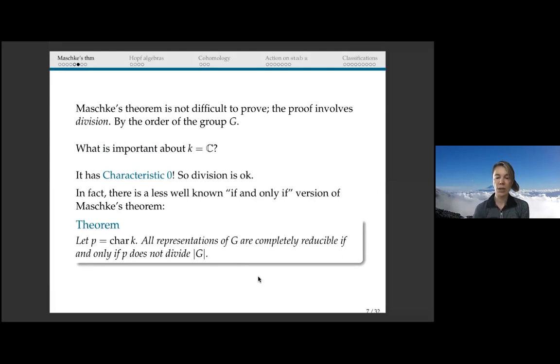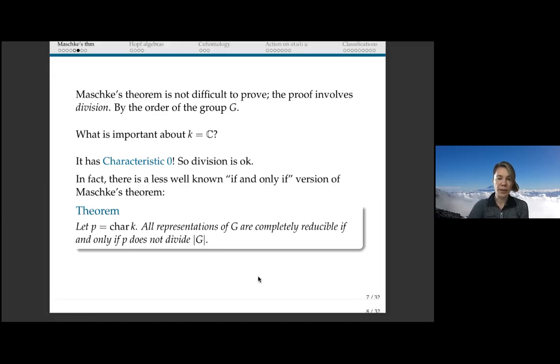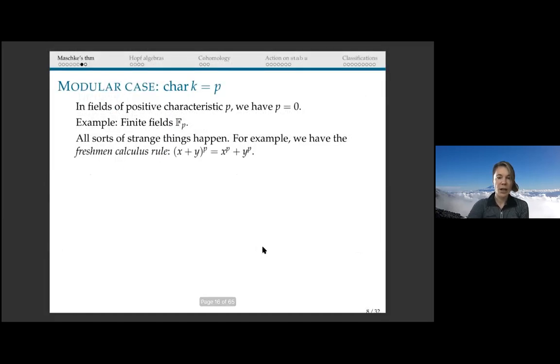So as soon as you are in what's called the modular case, when p divides the order of G, then Maschke's theorem completely fails. Pick any group with this condition, then representations are not completely reducible. So it's an if and only if condition. Okay, so I'm interested precisely in the case when it does fail, because it makes things really interesting.